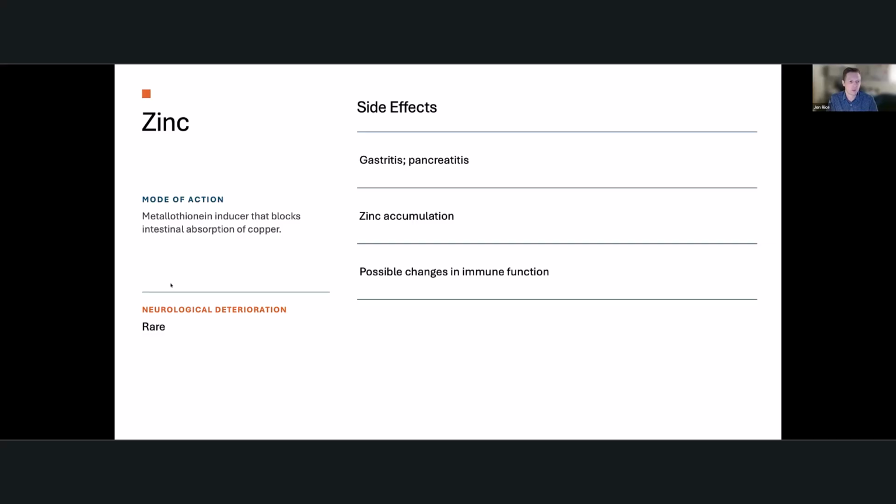Technically, the literature would say that there's some neurologic deterioration. I would say in real life, it's almost never, just given the mode of action and how it works. But it can cause some symptoms like gastritis, rarely pancreatitis. It can cause zinc accumulation, copper deficiency, as well as some changes in immune function. So zinc can have its own issues. It's also a 3 times a day medication, which we'll talk about, and has to be timed around food, similar to these other medications.